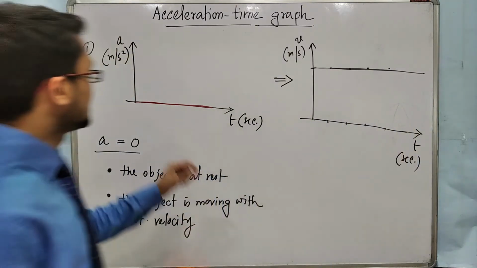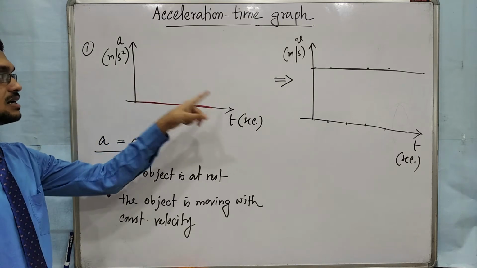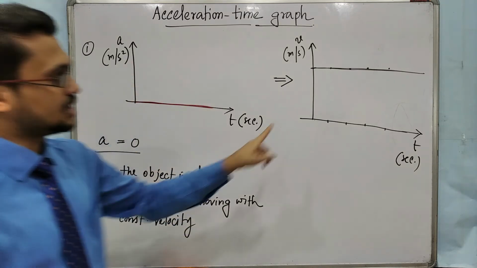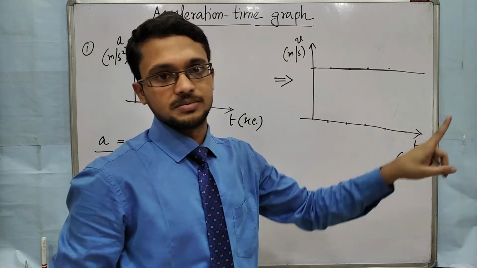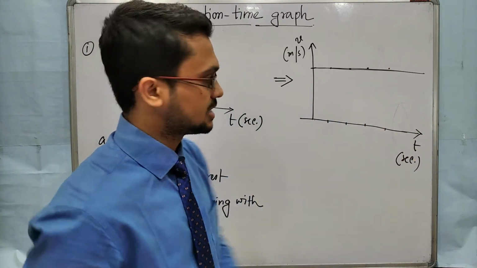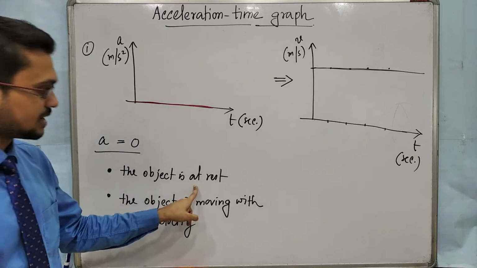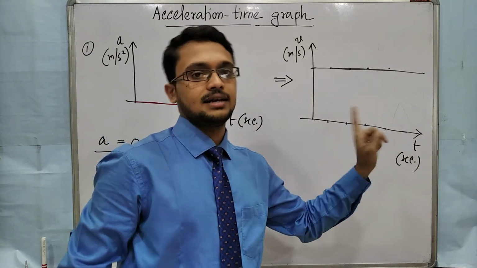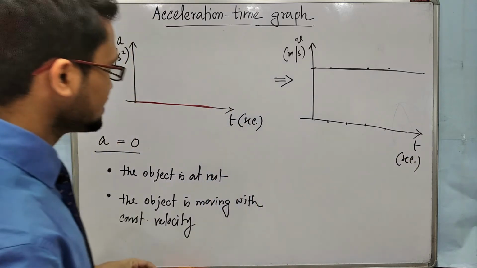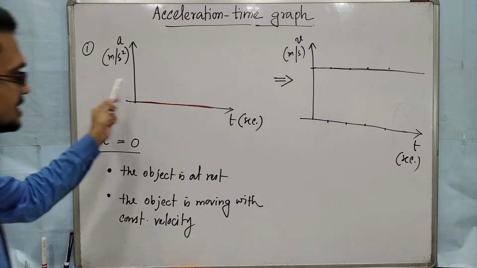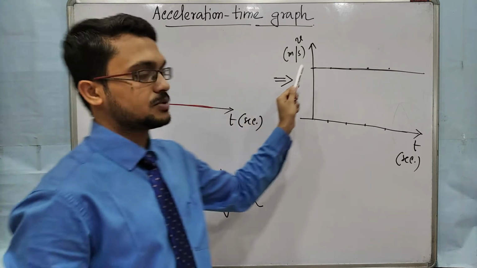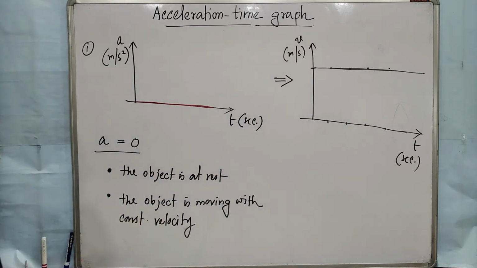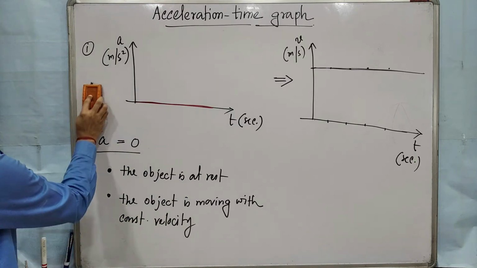So if you want to draw the velocity time curve from this acceleration time curve, it will look like this when the object is moving with constant velocity. Otherwise, for the first case, the graph will lie on the time axis. Clear? In this way, if an acceleration time curve is given, you have to draw the velocity time curve. Okay, this is the first one.